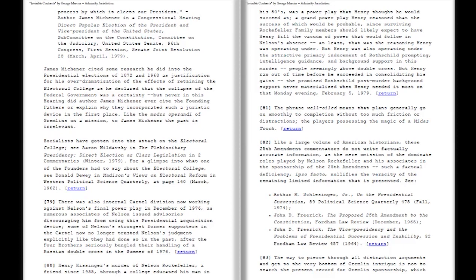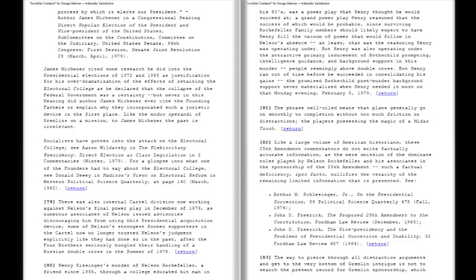But Henry was also operating under the attractive primary inducement of Rothschild prompting intelligence guidance and background support in this murder, people seemingly above double-cross. But Henry ran out of time before he succeeded in consolidating his gains. The promised Rothschild post-murder background support never materialized when Henry needed it most on that Monday evening, February 5, 1979.